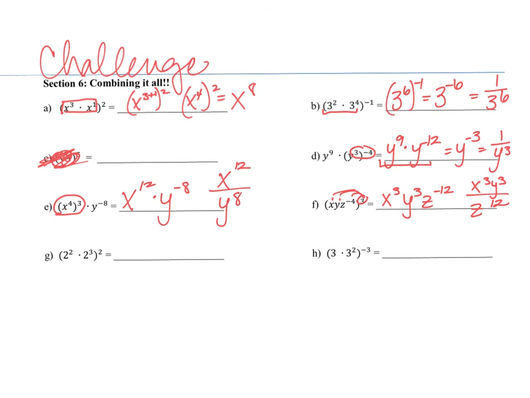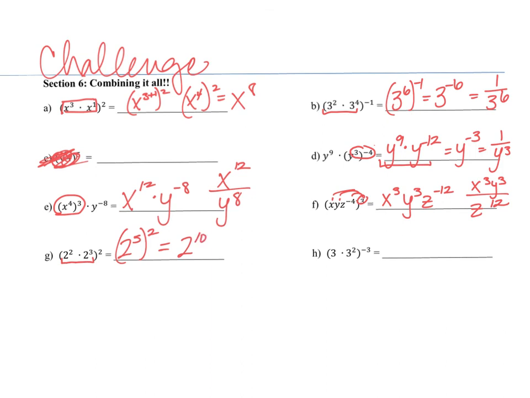Okay, this one here is just like the top ones, all right? We've got the product rule inside here. So when you multiply the same base, you add your exponents. That would be 2 to the 5th. And then that's squared. And when you have a power raised to another power, you multiply your powers. So that's 2 to the 10th.